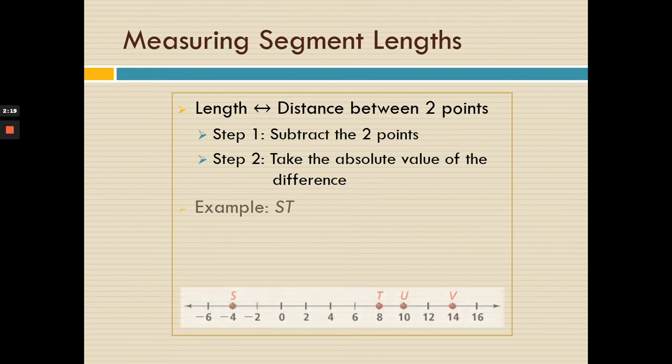So when we look at this first example, first of all, the problem is asking you to find ST. That's italicized right there, okay? What that means is this little m right here stands for measurement, okay? It's asking for the measurement of segment ST.